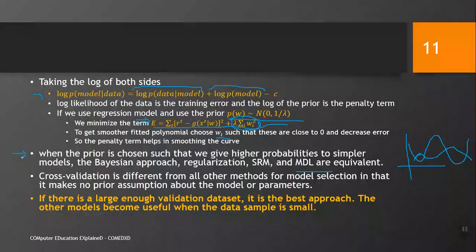Right? Cross validation is different from all other methods for model selection in that it makes no prior assumptions about the model or parameters, and in most cases we use cross validation because it gives comparatively better results. If there is a large enough validation data set, cross validation is the best approach. The other methods become useful when the data sample is small. Most of the time you will be working with data sets which are big in size, so it means that cross validation is more appropriate for you.